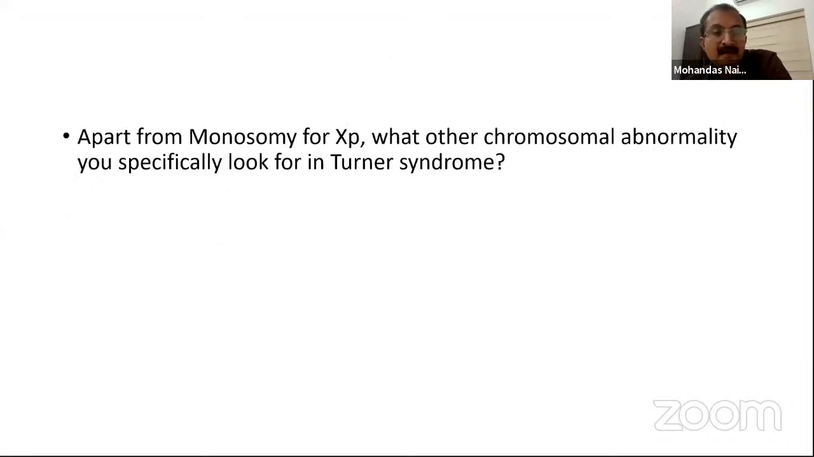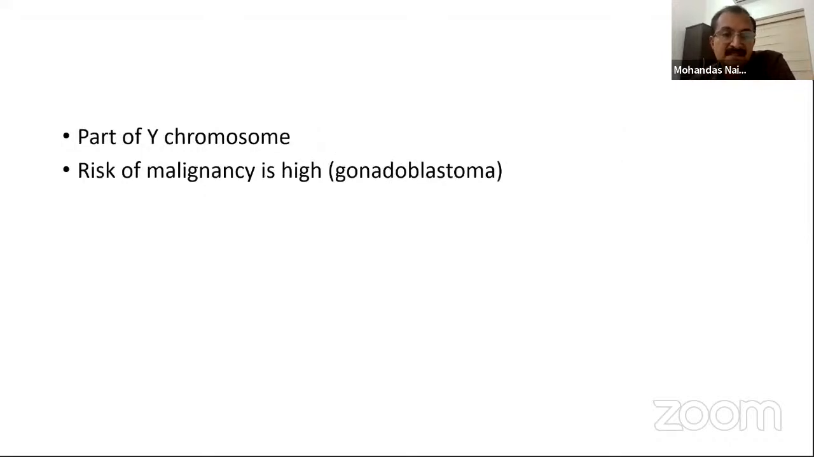And again, apart from monosomy for X, what other chromosomal abnormality do you specifically look for in Turner syndrome? When you are counseling regarding various complications, one important aspect is whether that individual has any Y material. Sometimes it may be a mosaic Turner syndrome with X0 and XY. If there is Y material, there is an increased chance of malignancy like gonadoblastoma.